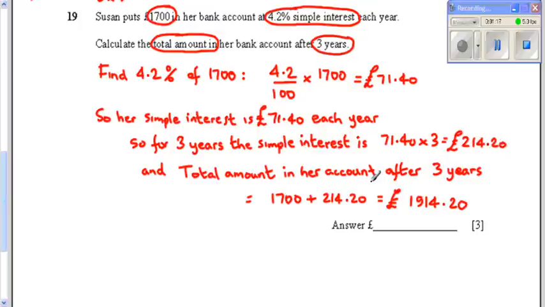214.20. So remember, we have to add that into the account. Started off with 1,700. For the 3 years they earned £214.20. So when you add that together, you get 1914.20 is the total amount after 3 years.